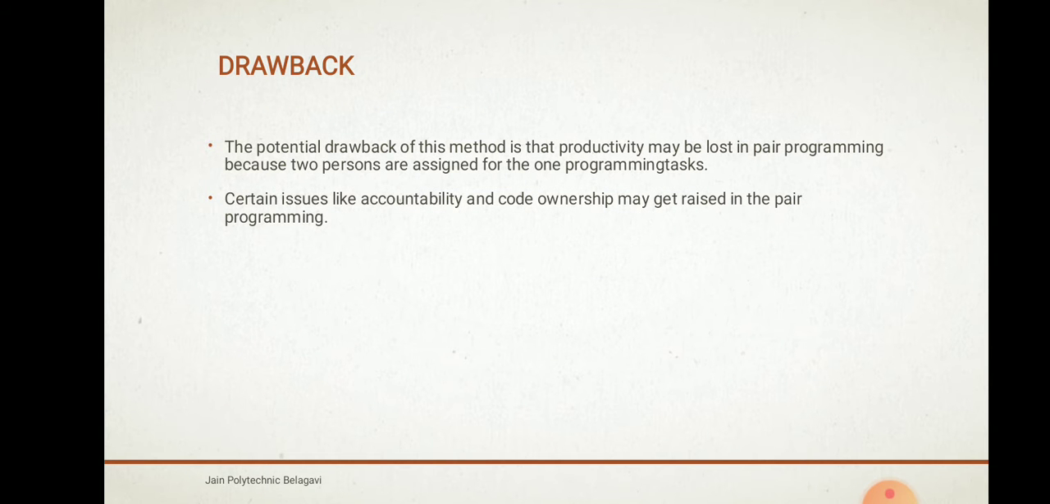One potential drawback of pair programming is that productivity may be lost, because two persons are assigned for one programming task. If you are assigning two persons for one programming task, productivity gets lost. Certain issues like accountability and code ownership may also be raised in pair programming, because even if one programmer codes, the owner will be only a single person. But if two persons have designed or written the program, ownership and accountability become difficult, and the question is raised of who has developed the code.